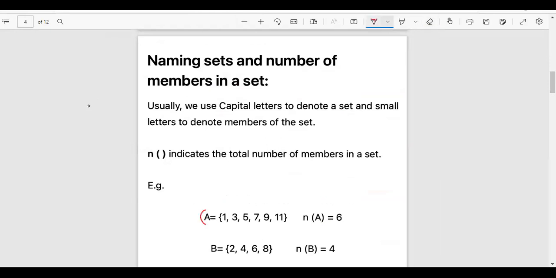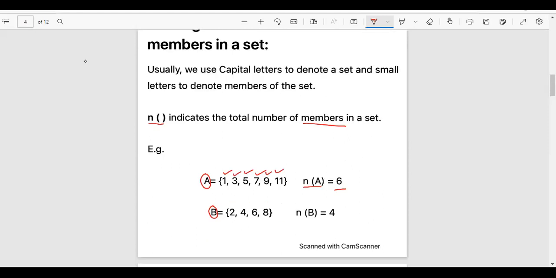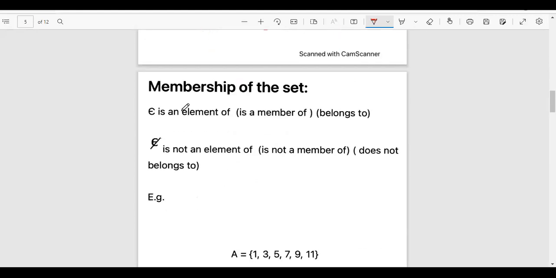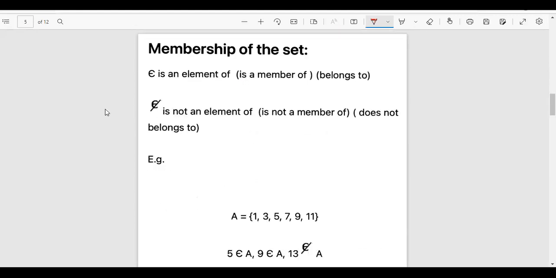This set is capital A, this set is capital B. Then this indicates the total number of members, objects, or elements in the set. The number of elements in A is 1, 2, 3, 4, 5, 6. That is why we have a 6 here. And the number of elements in the set B is 1, 2, 3, 4, right? So this is how we define the number of elements in any set.